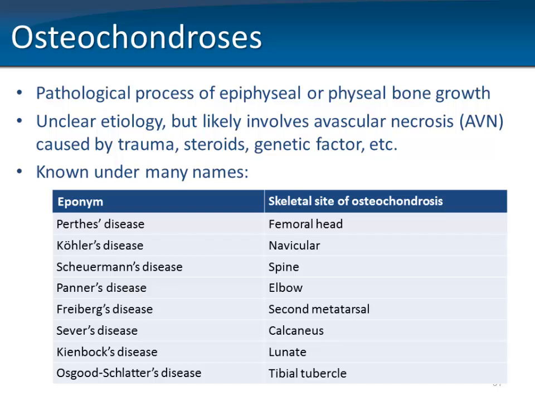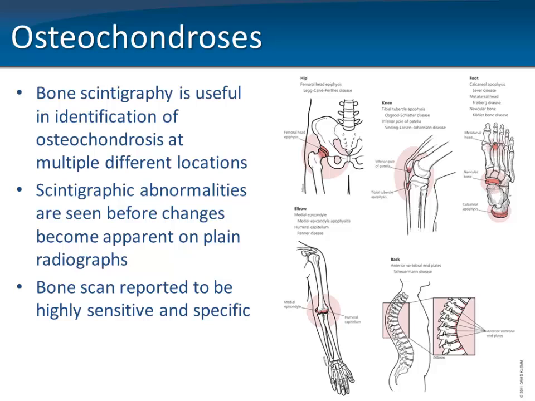Most commonly occurring is Perthes disease in the femoral head, but Sever's disease at the calcaneus is something you see sometimes as well, as is Osgood-Schlatter's disease of the tibial tubercle. So bone scan is useful in identifying these sites. It can occur at multiple different locations. It is interesting that the scintigraphic changes occur before the X-ray becomes abnormal, so that is a strength of our study. And bone scan is both very sensitive and highly specific just because of the typical patterns at which it occurs.